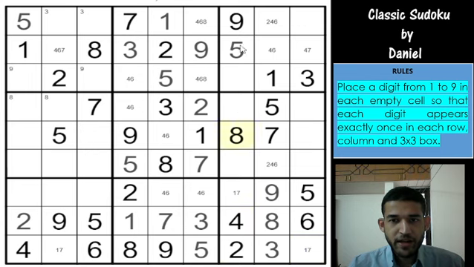Okay, 2, 4, 8, 5 and 9. The remaining digits are 1, 3, 6 and 7. This has to be 1 or a 6. This has to be 1, 3 and 6. And that has to be 6 and 7 for the column 7.